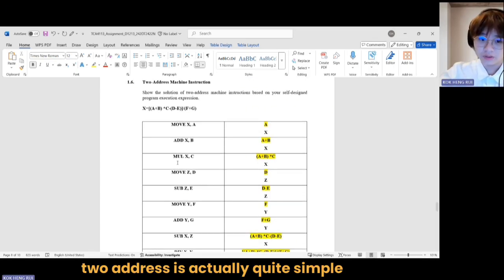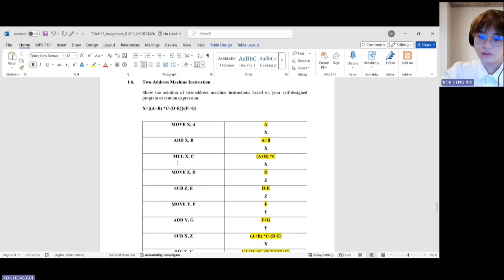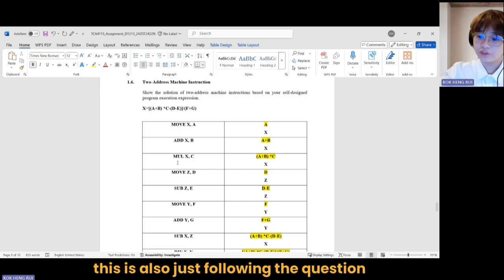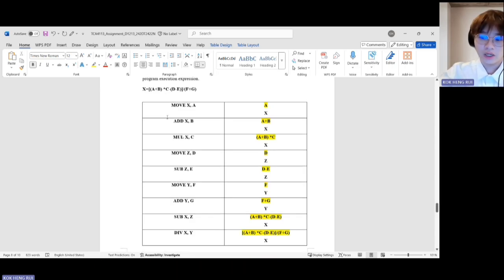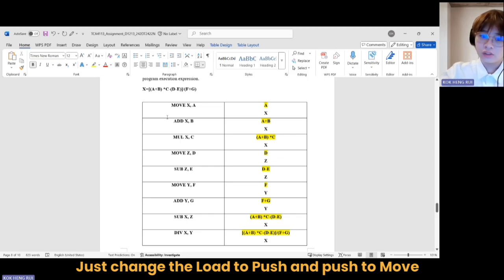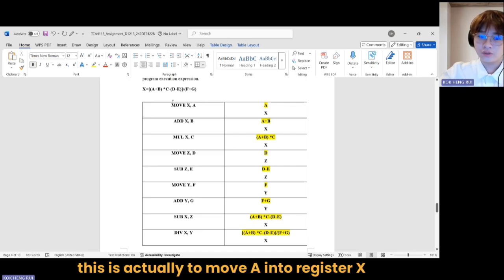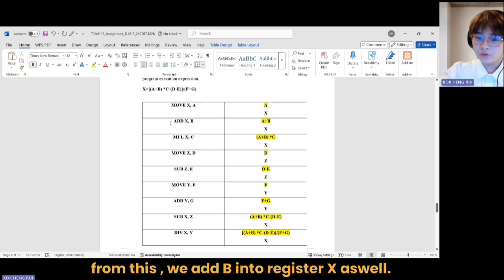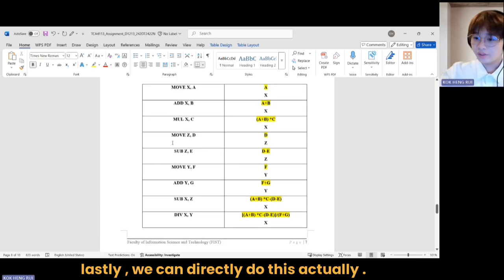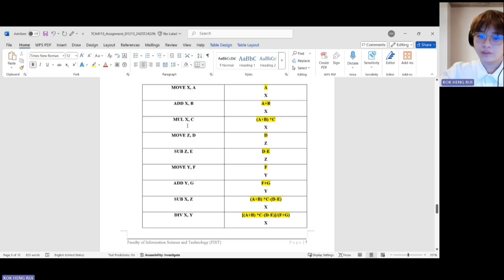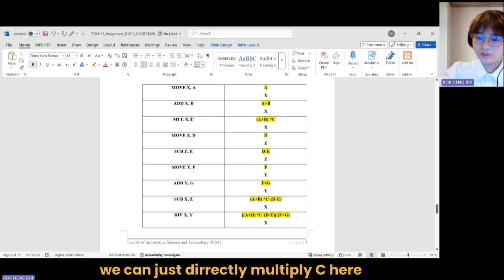2 address is actually quite simple. This is also just following the question. We just change the commands: change load to move. Now we can just move A into X. So this is to move A into register X, and then we add B into register X as well. And lastly, we can just directly multiply C here.